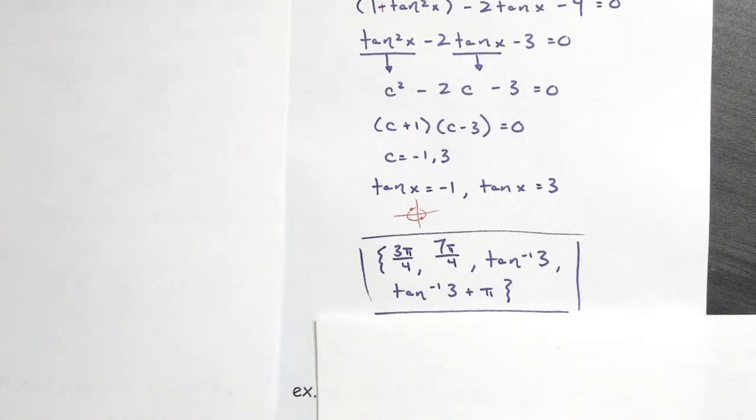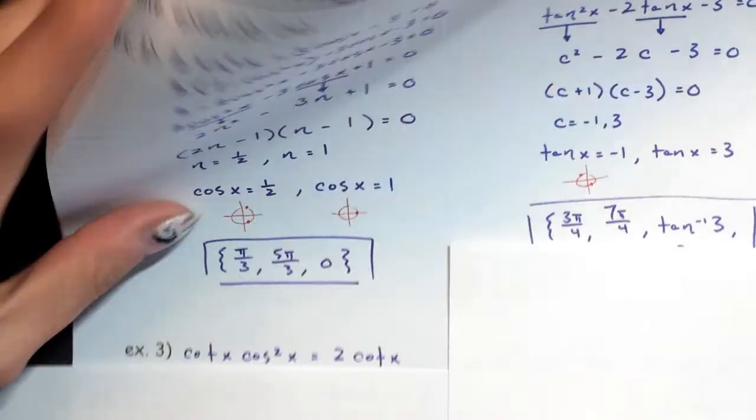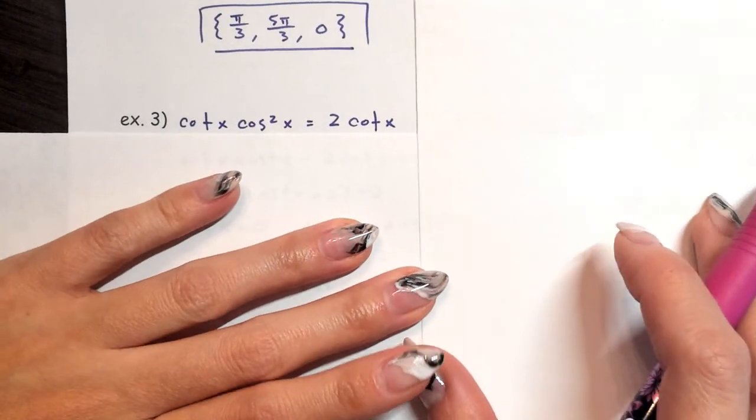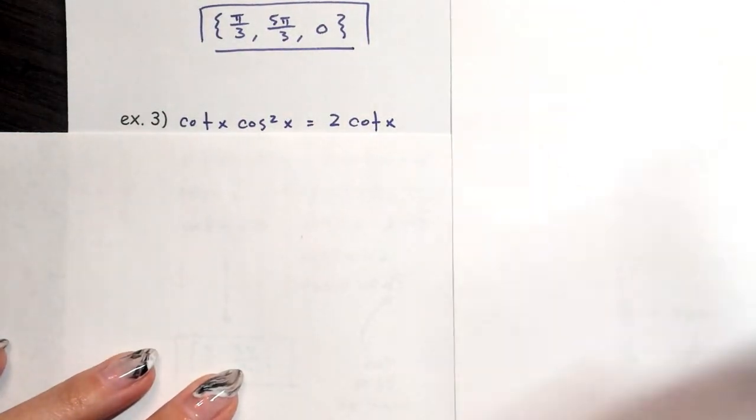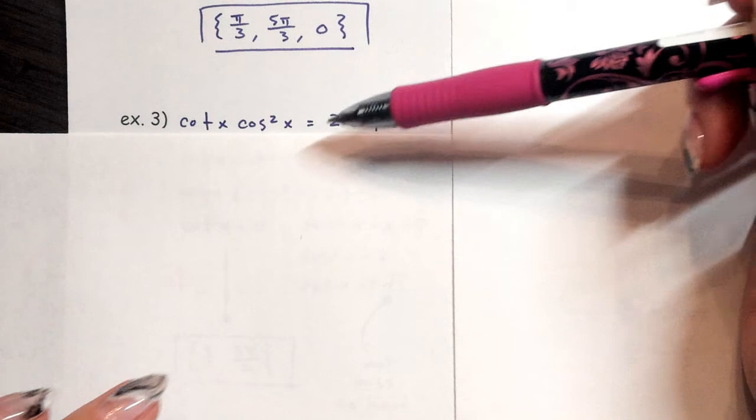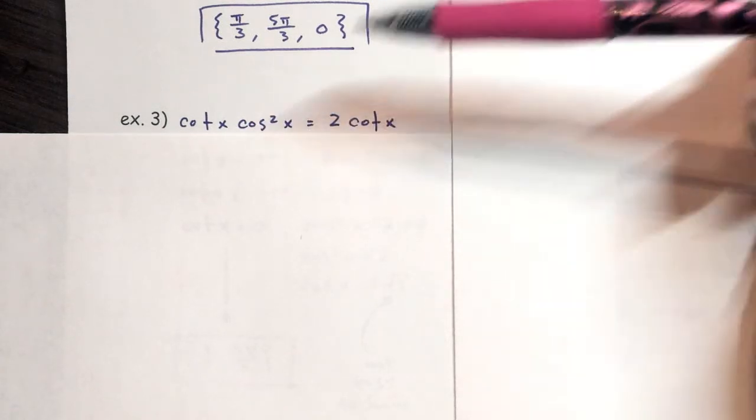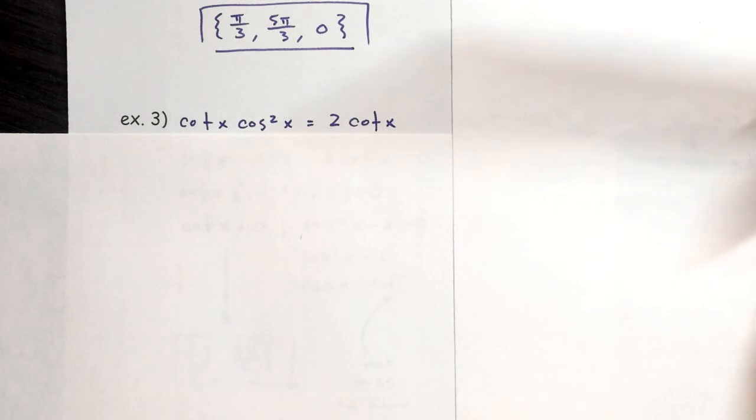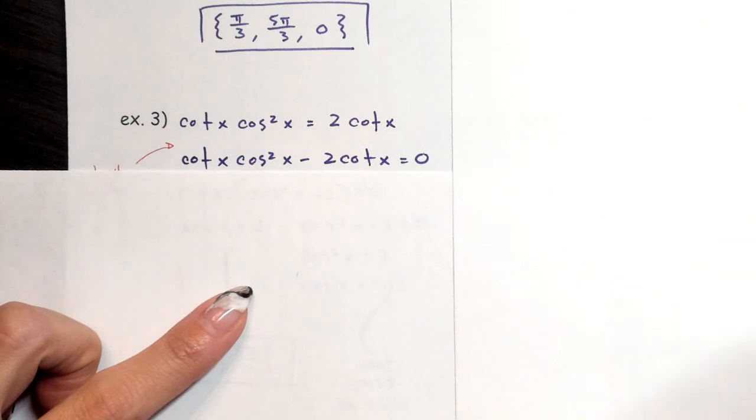Okay, example 3. So let's try this. Your first step is to, let's think about it. What could you do? There's many things that you could do. You could change this into 1 minus sine squared theta or sine squared x, but is that really going to help us right now? Not really.